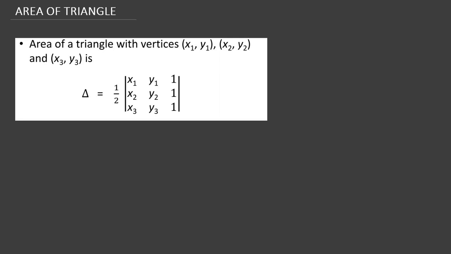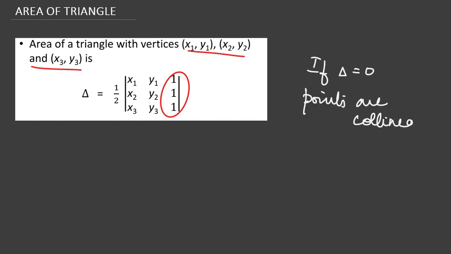Area of a triangle with vertices (x1, y1), (x2, y2), (x3, y3) is given by delta equal to half into the determinant of x1, y1, 1, x2, y2, 1, x3, y3, 1. The points x1, y1 are written in the first two columns. The last column is 1, 1, 1. Then this is the area of the triangle, and this is a property of area of a triangle.